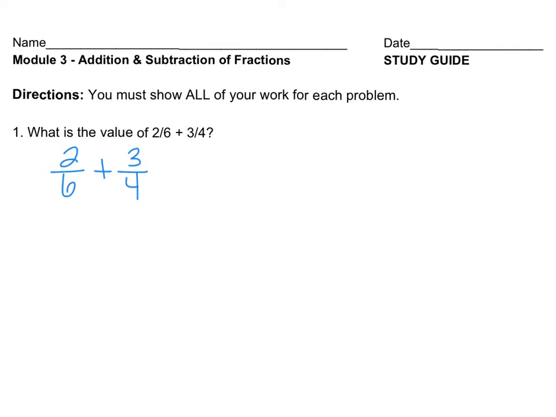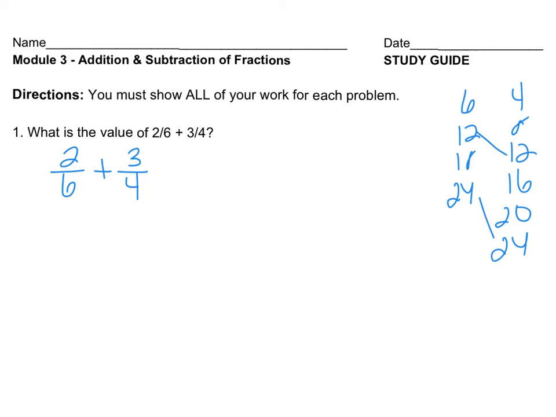So what is the smallest denominator that they could have in common? If I can't figure it out, I could count by 6's, and then I can also count by 4's. Well, they do have 24 in common, but the smallest would be 12.